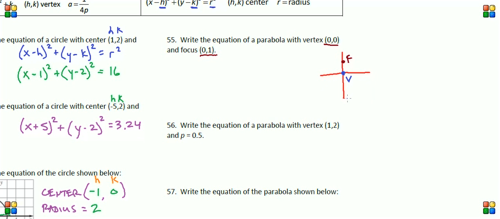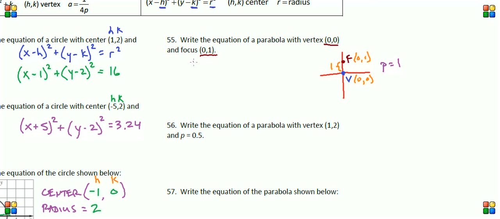What we do need to know is, what is the value of p? And remember from our help above, in this box above, p is the distance between the vertex and the focus. And you see, if the focus is at (0, 1) and the vertex is at (0, 0), then the value of p is just 1. So the distance between the vertex and the focus is 1, and that means p equals 1.